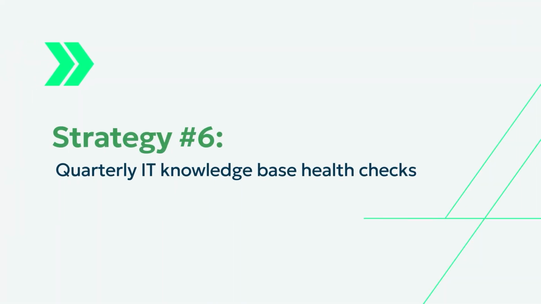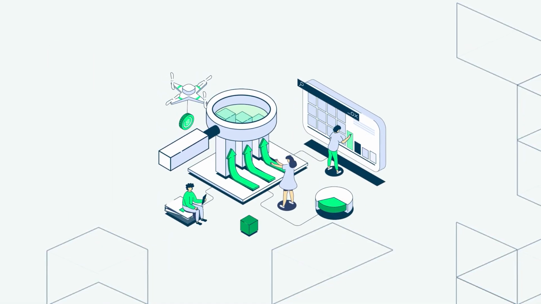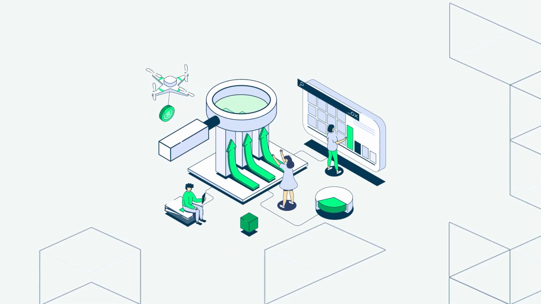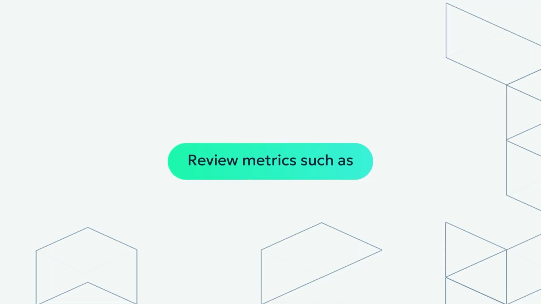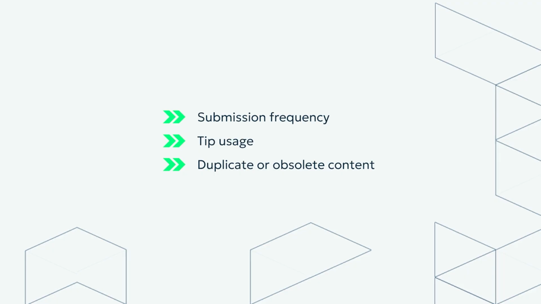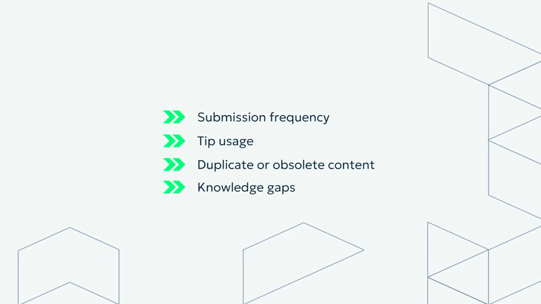Strategy number 6. Quarterly IT knowledge base health checks. Finally, your IT team should always run a quarterly health check to keep your knowledge base current and aligned with client needs. Review metrics such as submission frequency, tip usage, duplicate or obsolete content, and knowledge gaps, among others.